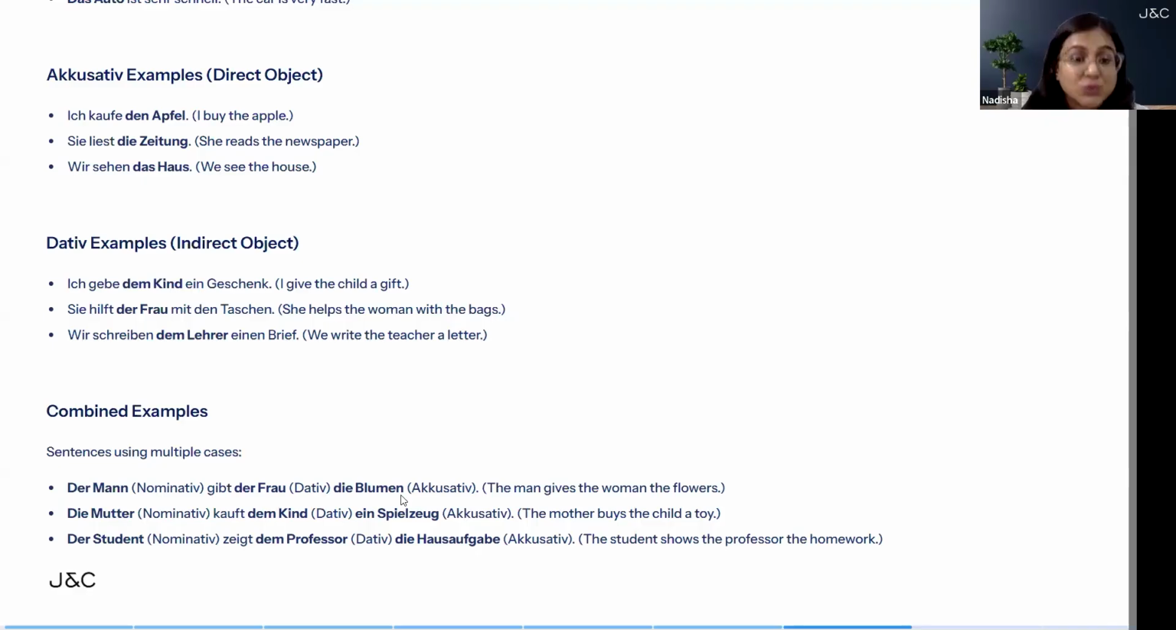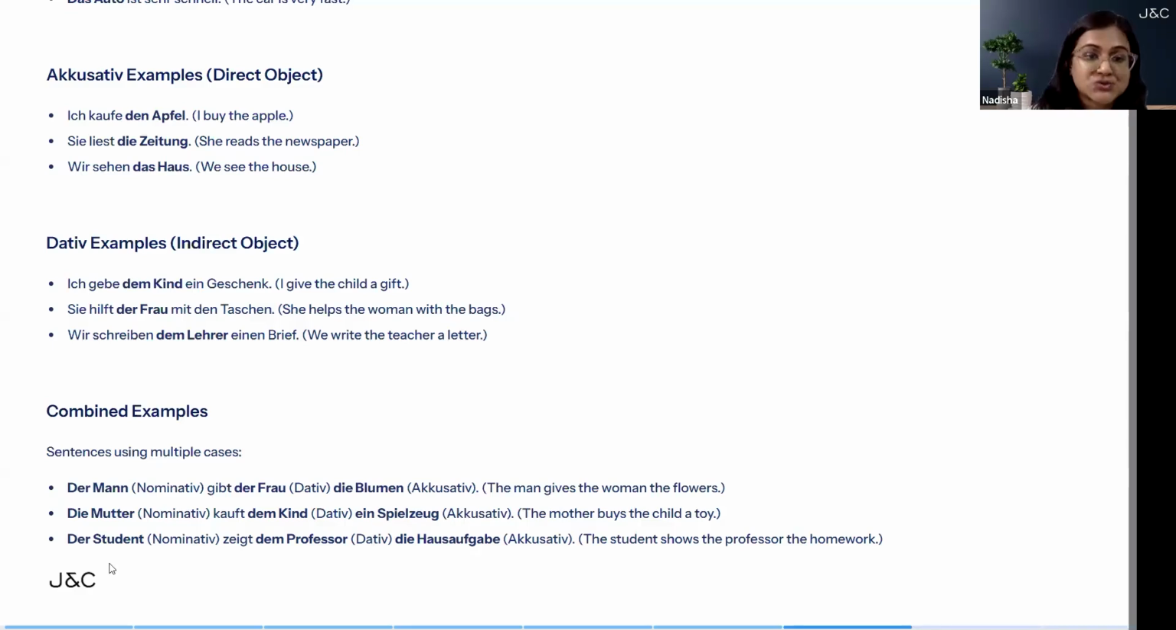Next is die Mutter, which is nominative. It is conjugating the verb also, and it is the who condition. Die Mutter kauft dem Kind ein Spielzeug. The mother buys the child a toy. Mutter is nominative. Who is buying? Mother is buying. For whom? For the child. So dem Kind will be dative case, and dem will let you know about it, right? If you know the table well, the der, die, das, die table, you will definitely know the cases well. And toy is what? Object. It is direct object. Spielzeug. It is accusative case here.